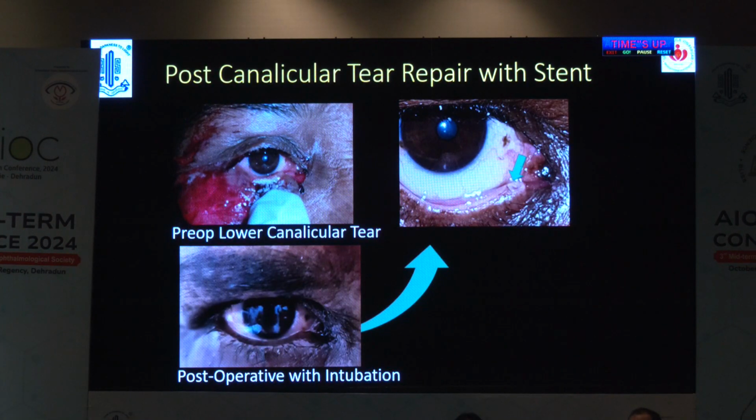So this is a post-op picture. You can see this collarette outside the punctum, and you can keep it for six weeks to 3 months, and then you can remove it under the magnification of the slit lamp or the loupe. You just pull this collarette with the tooth forceps and pull it out.